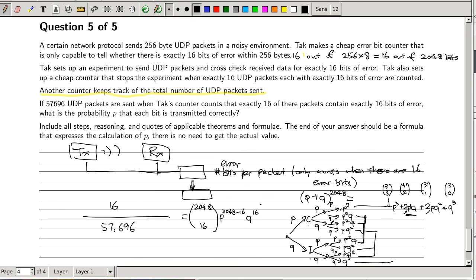For those of you who say, but in the other one you keep counting the bits that are transmitted correctly, fine, don't do it that way. Cross out this 16 and make it 2048 minus 16.